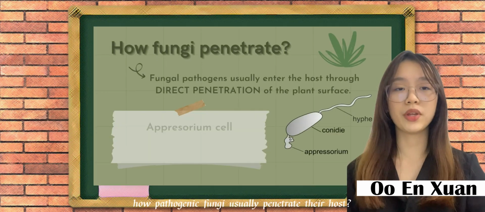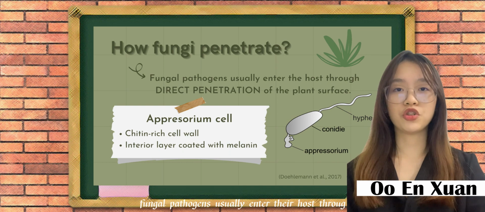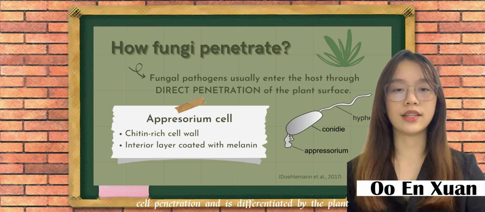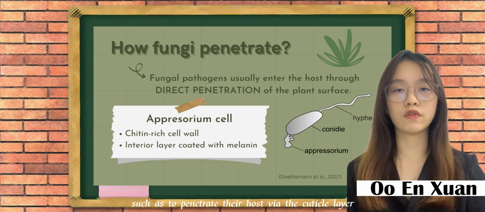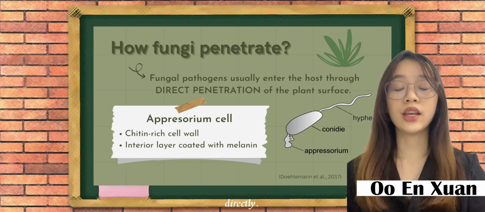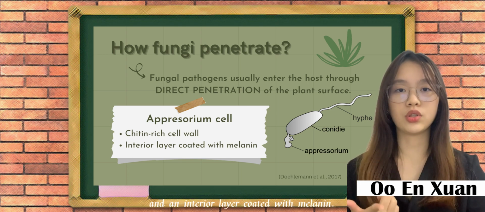Do you know how pathogenic fungi usually penetrate their host? Fungal pathogens usually enter their host through direct penetration of the plant surface. A dome-shaped epidermal cell plays an important role in cell penetration and is differentiated by the plant pathogenic fungi, such as to penetrate their host via the cuticle layer directly. The epidermal cell features a chitin-rich cell wall and an interior layer coated with melanin.